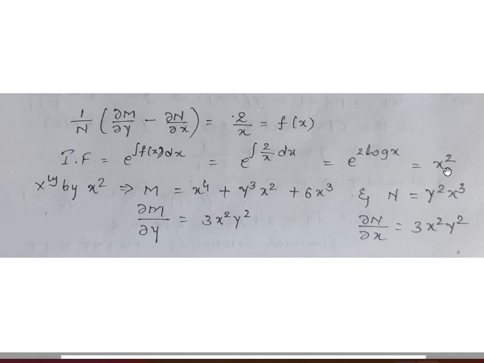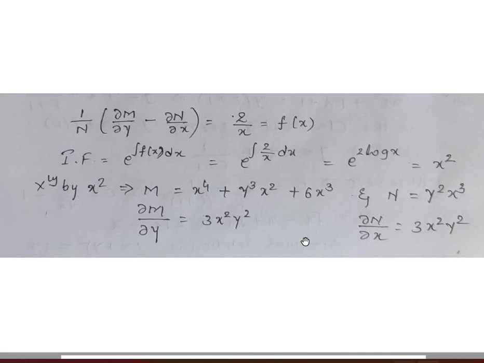x square. Multiplying this x square in m and n, I am going to get m as x power 4 plus y cube x square plus 6x cube and n as y square x cube. Then differentiating partially m with respect to y and n with respect to x, I got both are one and the same, so which is reducible to exact.